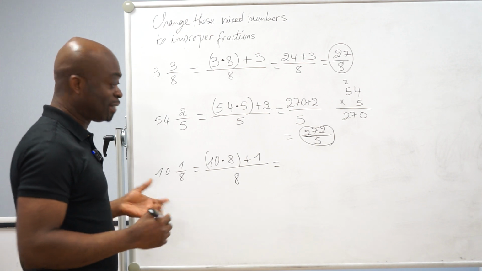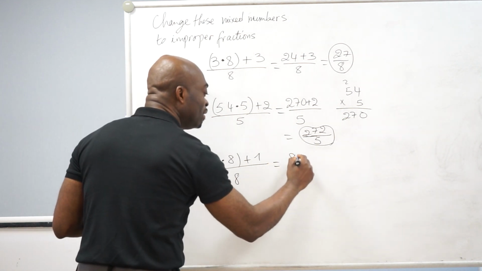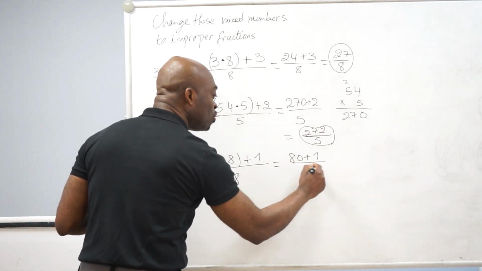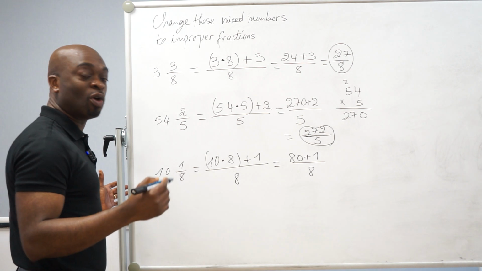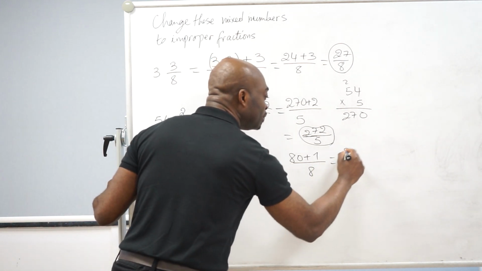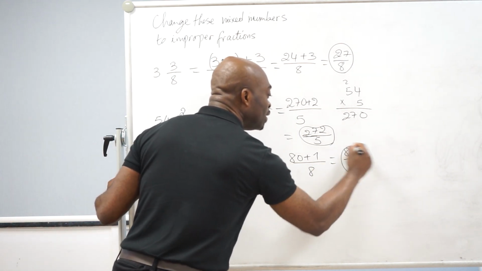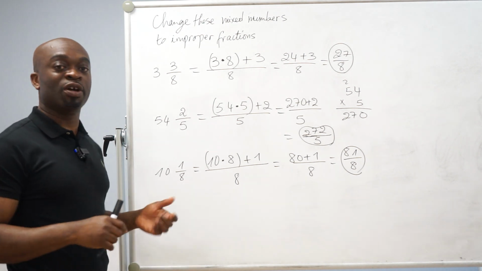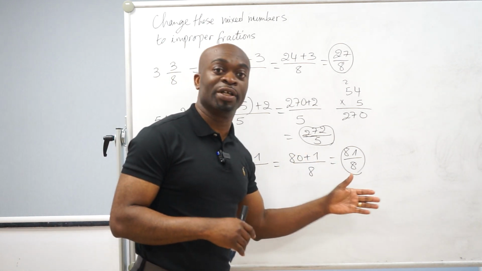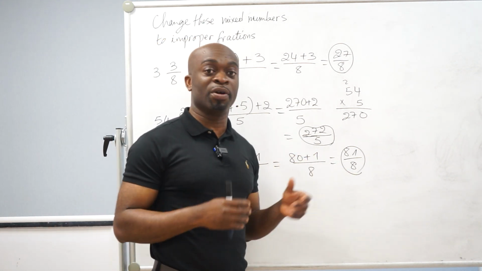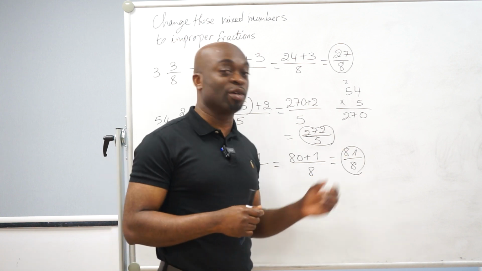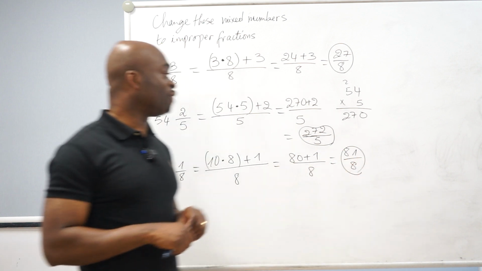10 times 8 is 80. So you got 80 plus 1 is equal to 81. So it's going to give us what? 81 over 8. And then 81 over 8 will be your final answer, because in this case also, you are not going to be able to find a number that can go into 8 and 81 evenly. So you just keep it as your final answer.